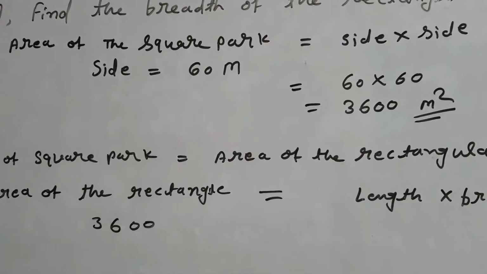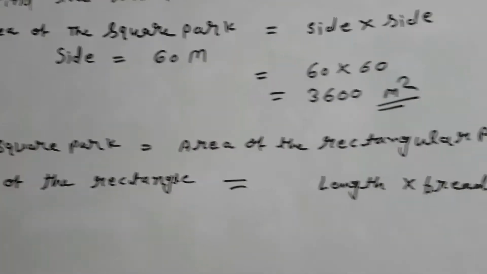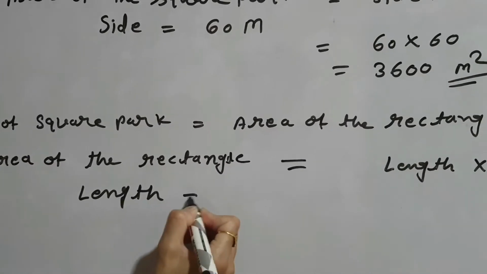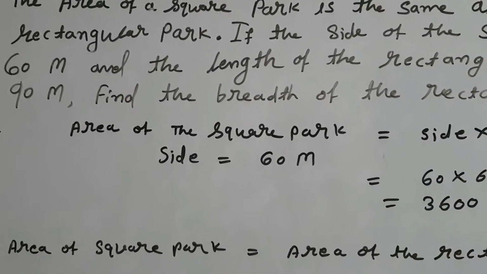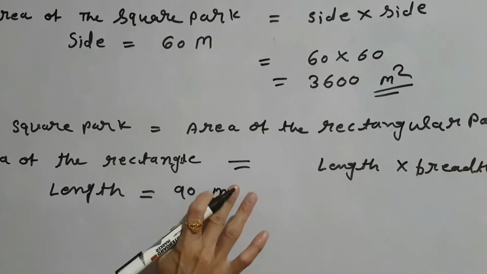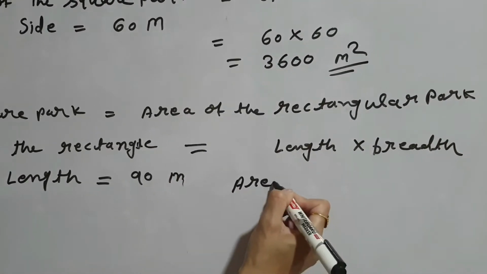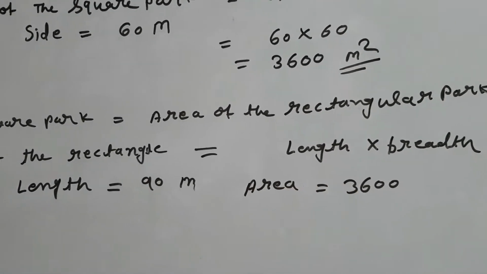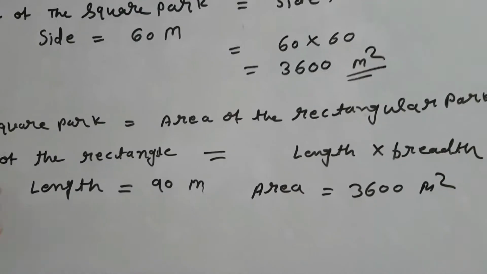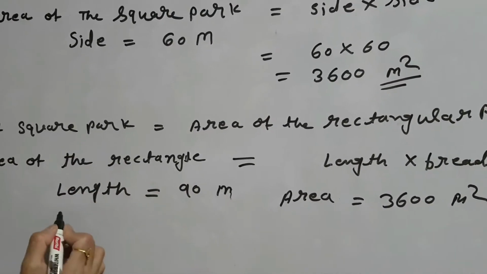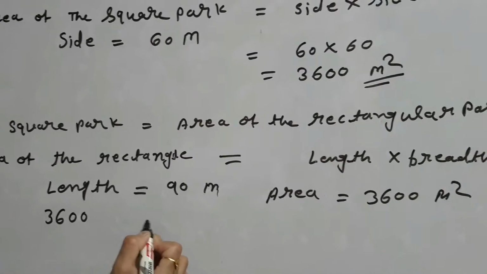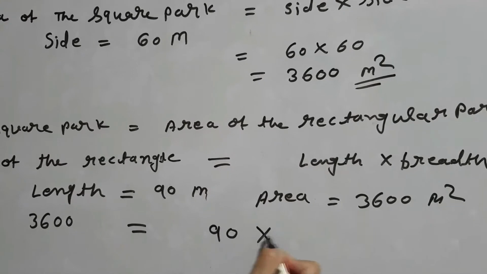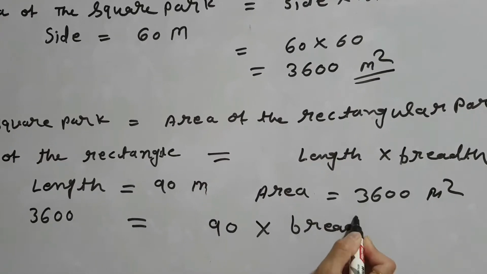Now 3600 square meter. This is the area of the rectangle, and length has been given, 90 meter. Now put the value here. Area of the rectangle: 3600 equals length multiplied by breadth. So length is 90 multiplied by breadth.